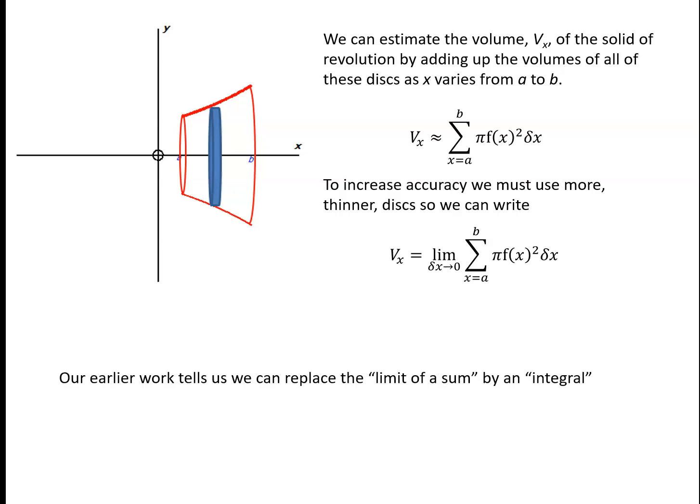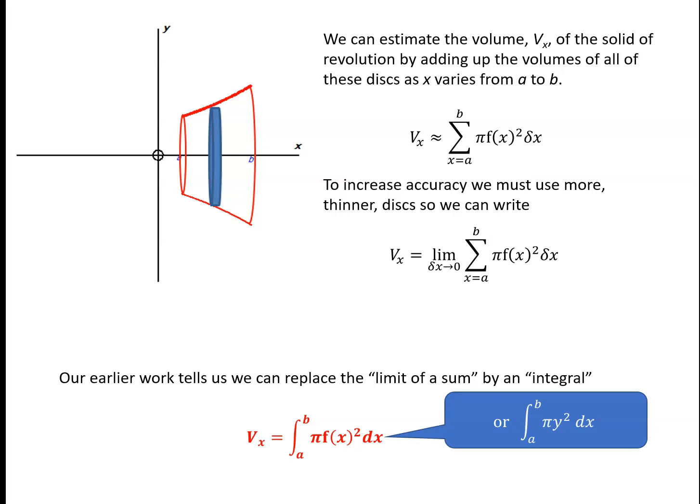But in the previous video we saw that we can replace a limit of a sum like this by an integral. So we can actually say that V is the integral between a and b of pi times f of x squared. Of course, the equation of the curve was y equals f of x, so we could say that V is equal to the integral between a and b of pi y squared integrated with respect to x.